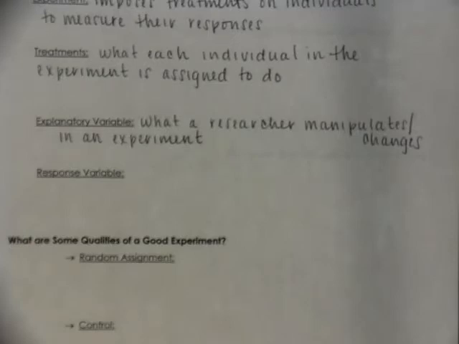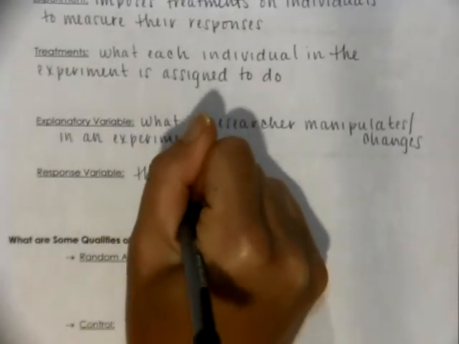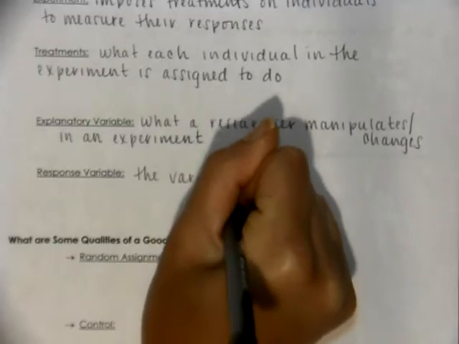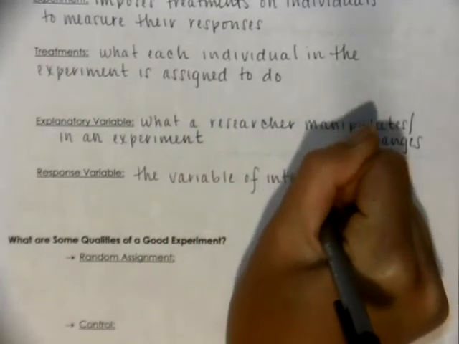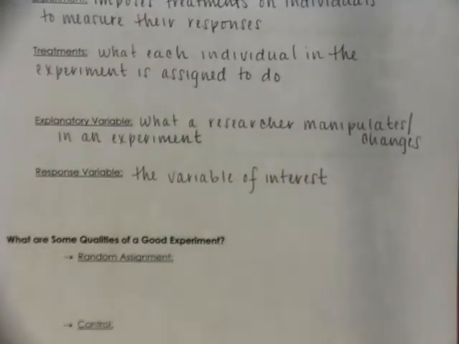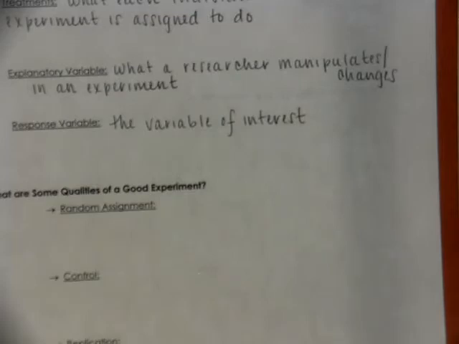The response variable is what we call the variable of interest. In the example I gave, what variable were we interested in my experiment? Well, we were interested in the test scores, okay? That's going to help us measure how effective studying is in the example. So, qualities of a good experiment.